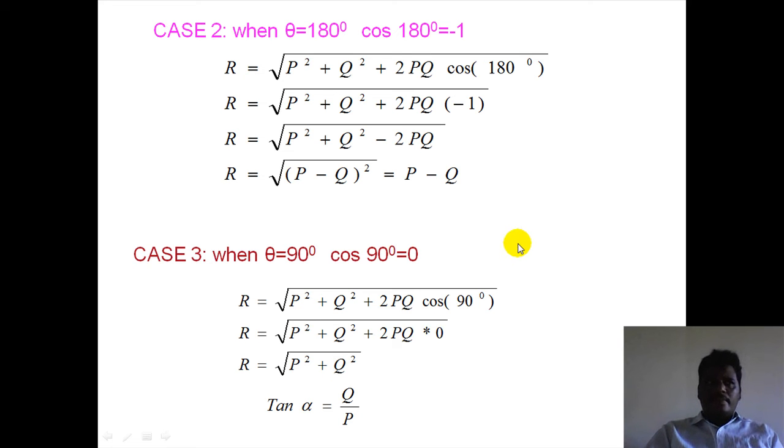Already discussed, whenever a force is resolved into two components, R is equal to the square root of sigma Fx squared plus sigma Fy squared. Now it becomes R equal to the square root of P squared plus Q squared. From that, tan alpha is equal to Q divided by P, that is, alpha is equal to y divided by x, where y is Q and x is P.